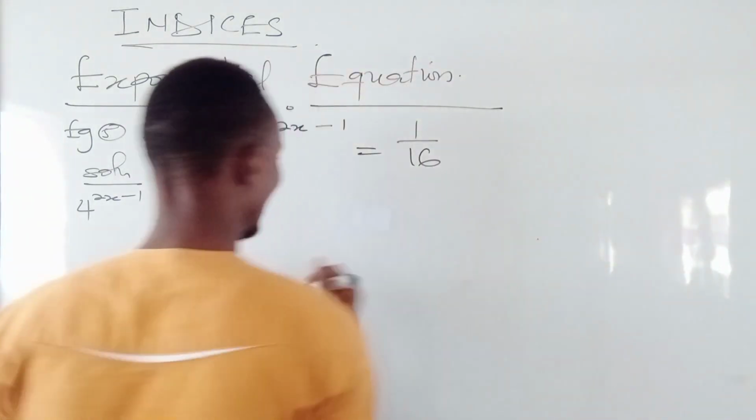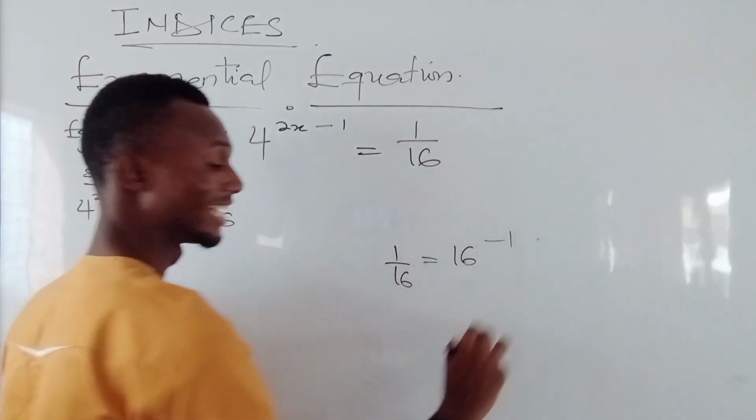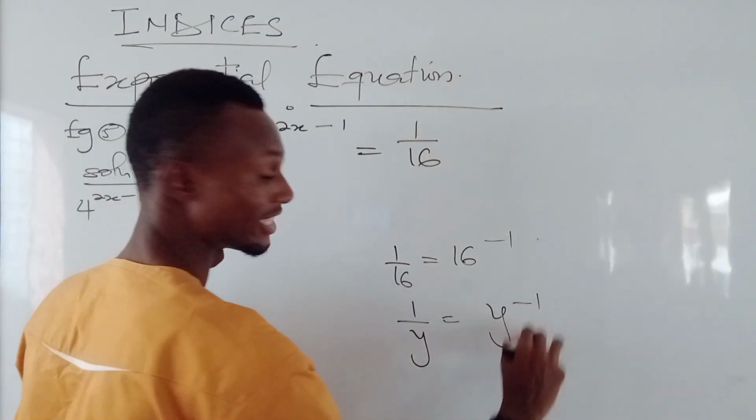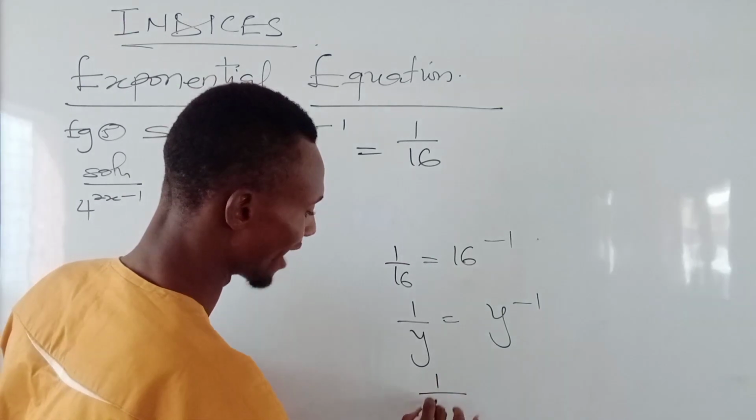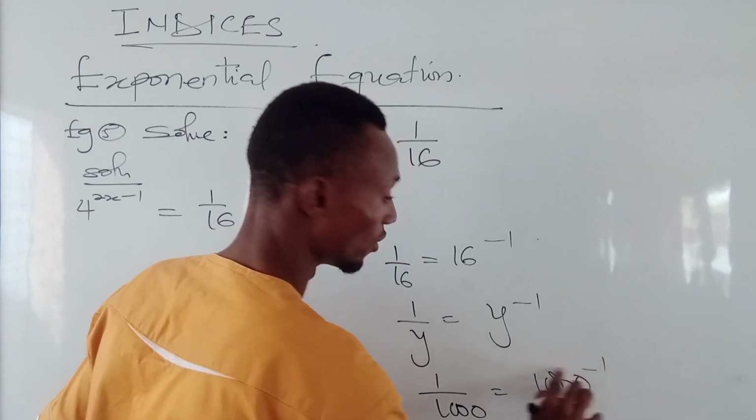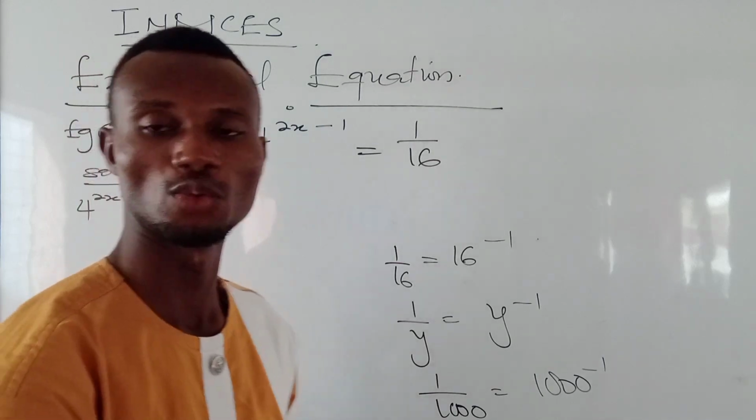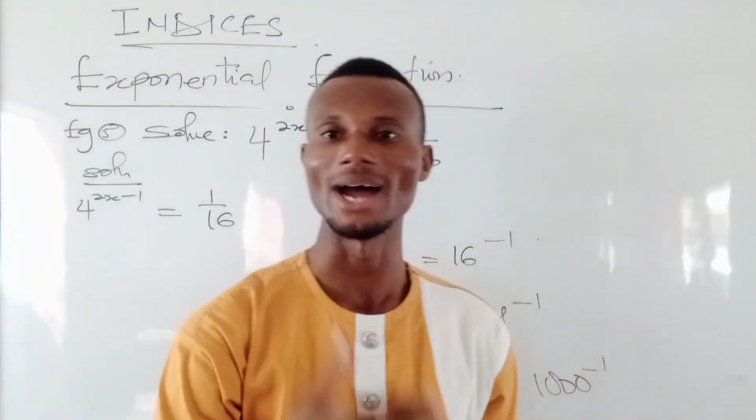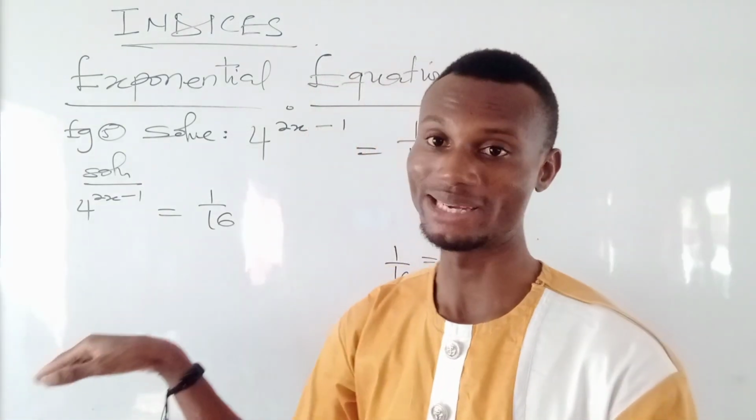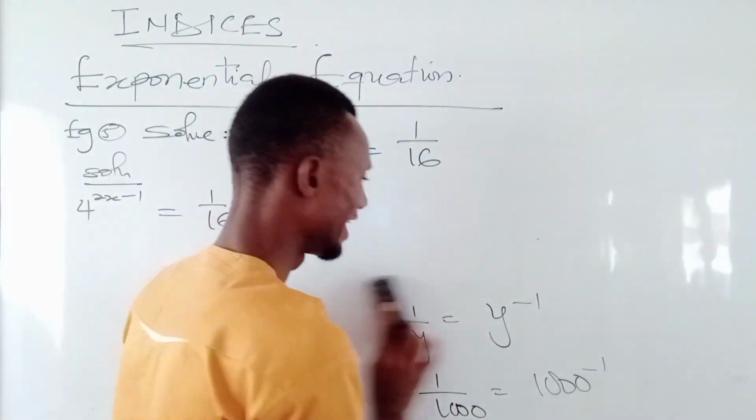Because I've explained that having 1 over 16, it can also be written as 16 to the power negative 1. Having 1 over y, it can be written as y to the power negative 1. Having 1 over 1000, it can be written as 1000 to the power negative 1. So you need to keep that in mind. So this 1 over 16, we are going to write it as 16 to the power negative 1. That's the first step. Then now we think of making the bases the same, then we can equate the powers and solve. So let me clean this one and let's go ahead.